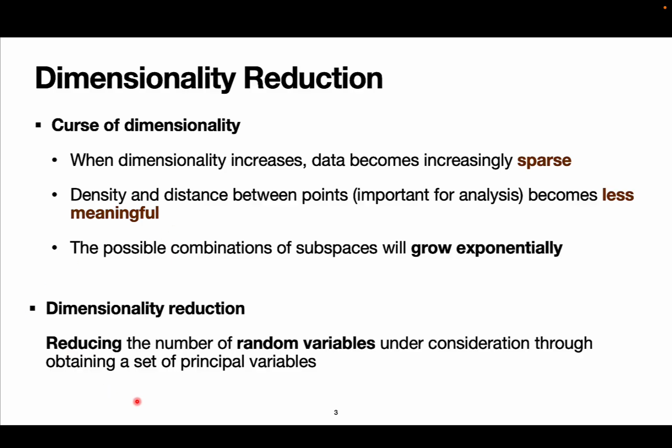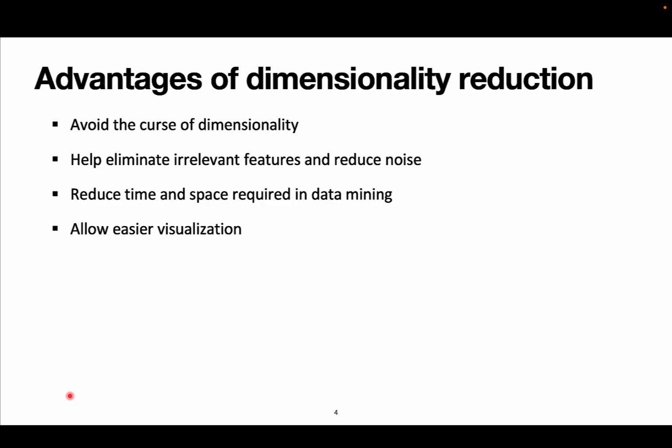In dimensionality reduction, the goal is to reduce the number of features and the number of random variables, so we can only focus on those subsets of features that contribute the most to the problem we are trying to solve. The advantages of performing dimensionality reduction are overcoming the curse of dimensionality side effects, removing irrelevant features, reducing noise, also reducing processing time and storage, and allowing the creation of better visualizations.